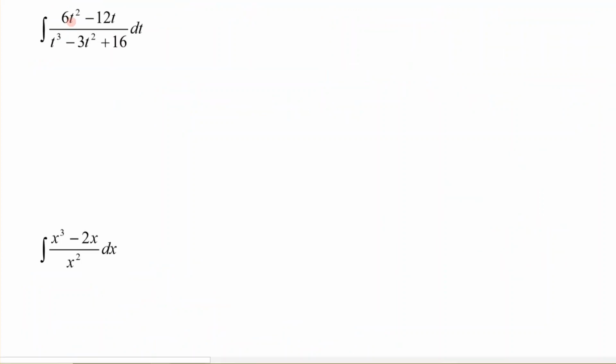So we have the integral of 6t square minus 12t, and in the denominator we have t cube minus 3t square plus 16. First thing we notice is that in the denominator we have t cube, so when we take the derivative, it should be 3t square. And for negative 3t square, the derivative should be negative 6t. So it means we can make this form: 1 over f(x), and then the differential of the function on the top. The integral of this is ln of f(x) plus c. So it looks like we can make this form.